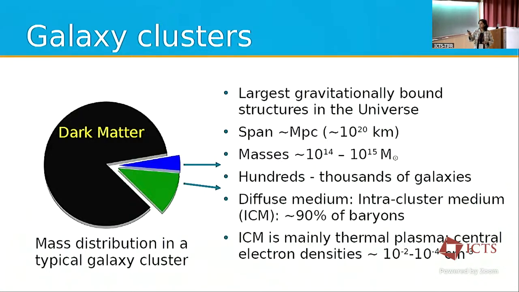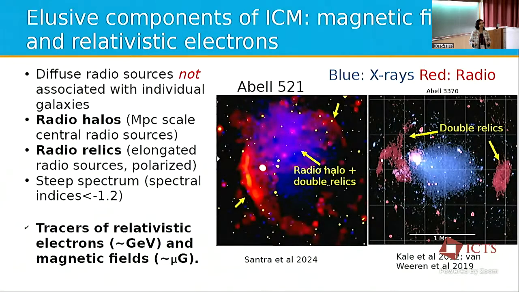This intracluster medium is mainly thermal plasma, which you see emitting in X-rays via thermal Bremsstrahlung. However, there are these elusive components of the ICM, magnetic fields and relativistic electrons, which show up as radio emission. So we are interested in diffuse radio sources that are not associated with individual galaxies. They are associated with the large-scale intracluster medium itself. And they are the two broad categories, radio halos and relics, that we just heard about.